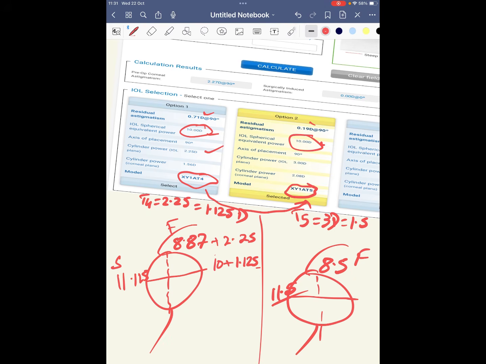Right? A T5 will have 8.5 diopters in the flat axis of the lens compared to 8.87 diopters, or 8.9 as a round value, in the flat axis of the T4. So compared to the T4, the T5 will have less power in the flat axis. But in the steep meridian of the T5, it will have 11.5 compared to the 11.125 of the T4. So it will have more power, of course, needless to say. While the flat meridian will have less power, the steep meridian of the T5 model will have more power compared to the T4 model, right?